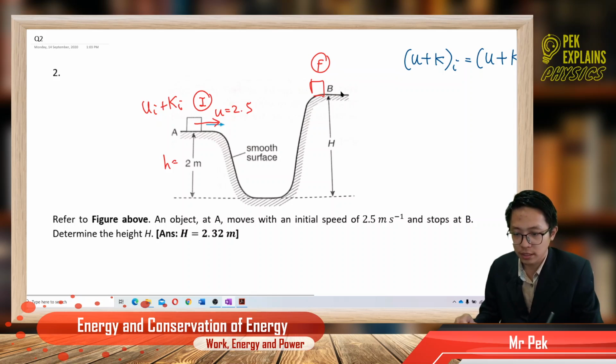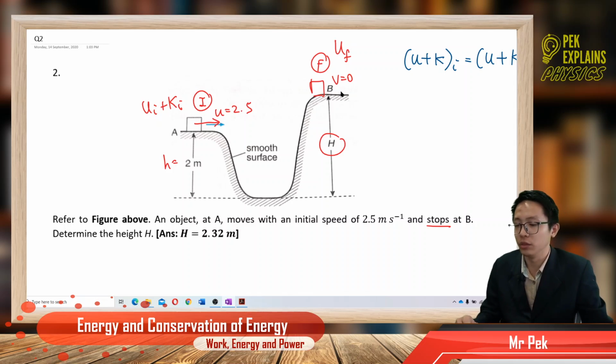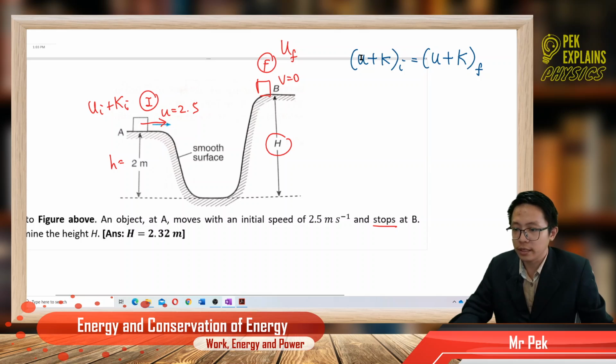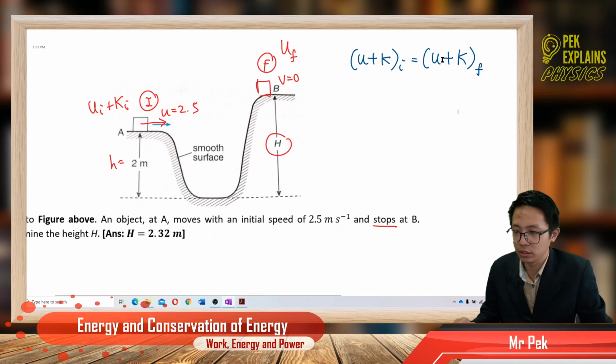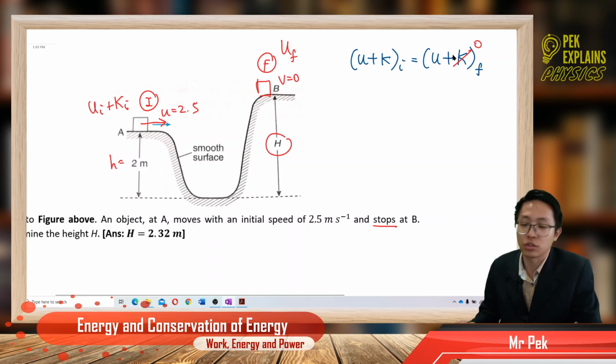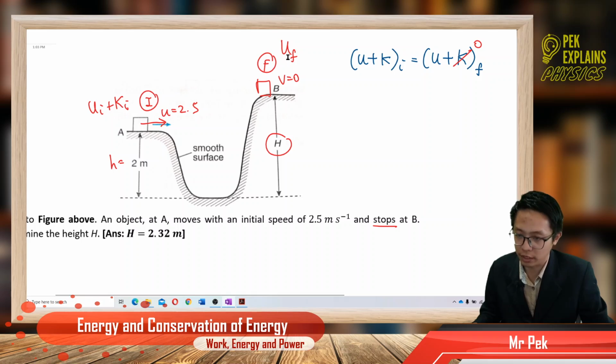it stops. It says that it stops. That means the velocity is 0 over there, but it has a certain height, so finally it has potential energy only, no more kinetic. All right. So we can say that the initial total energy is equal to the final total energy, only that the final kinetic energy is 0 because it stops. So it has initial potential, initial kinetic, and only final potential.